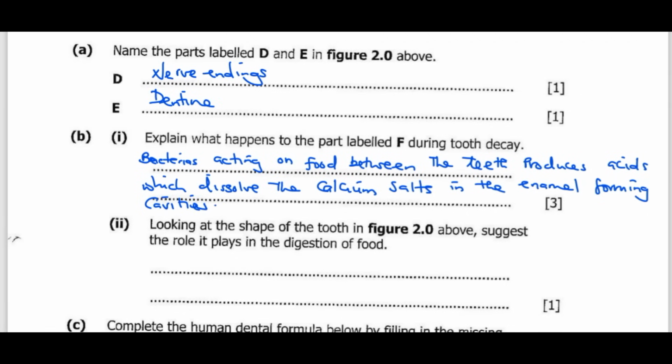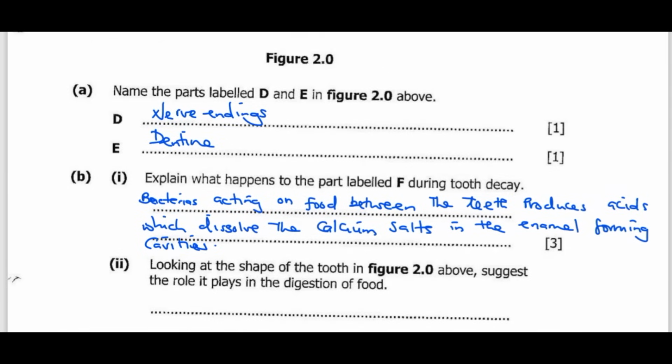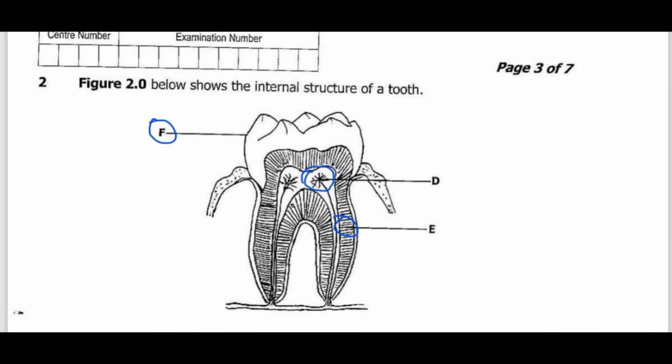Okay, let us move. Look at the shape of the tooth in figure 2.0 above. Suggest the role it plays in digestion of food. When you look at this, you find that they have a large surface area. The only teeth that have this are the premolars and the molars. They have a surface area for grinding, and not only grinding but also for crushing.